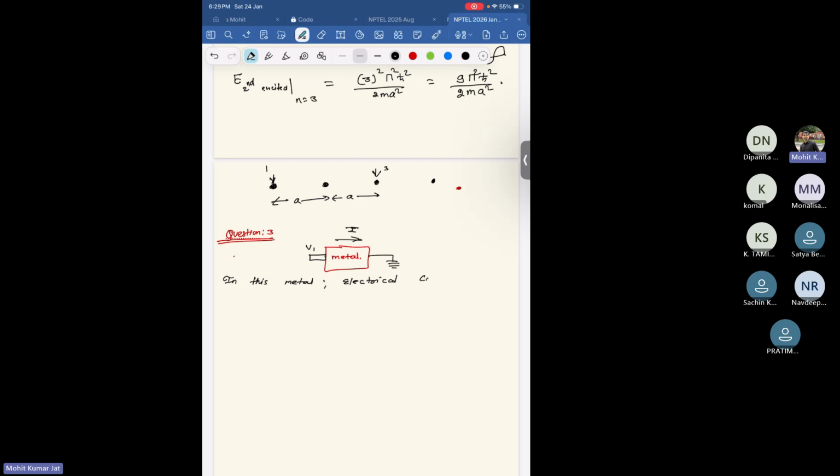So the electrical conduction is primarily because of what? Let me give you four options. The first one is ions. The second one is holes. The third one is free electrons near the Fermi level. And the last option is bound core electrons.